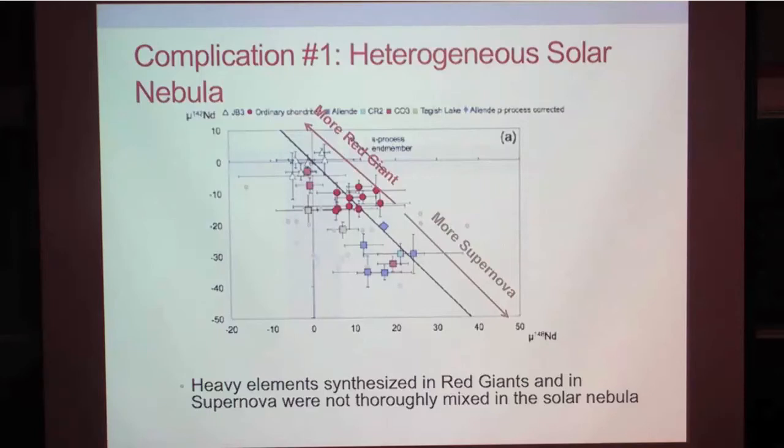The heavy elements are synthesized in red giants and in supernova. In red giants by the so-called S process, in supernova by the so-called R process. And so what this is telling us is that these components were added to the solar system, solar nebula, and never completely mixed. So there's some debate about exactly where the Earth should be.